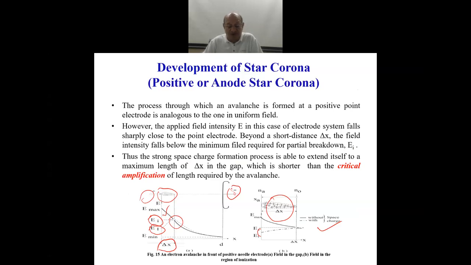The delta x is so small in the star corona that the avalanches are unable to acquire large size. Large size means the total number of charged particles in the avalanche is larger than 10 to the power of 8. Here it is smaller, so the avalanches with which this breakdown takes place are of below critical amplification. So the star corona, because of the sharpness of the tip of the electrode, always takes place with below critical amplification of the avalanche. We have learned what the critical amplification and the above critical amplification are.